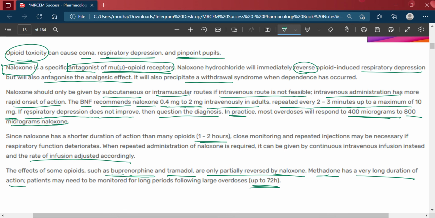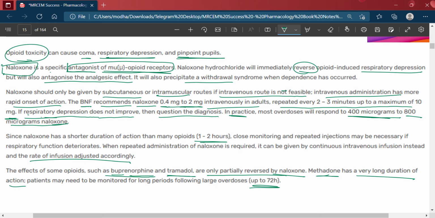So what we have seen here is that naloxone should be given in the intravenous dose, and if that is not feasible, then the subcutaneous or IM dose can be given. Its dose is 0.4 to 2 milligram IV, and it can be repeated every 2 to 3 minutes. Its response mainly comes in the 400 to 800 microgram dose.